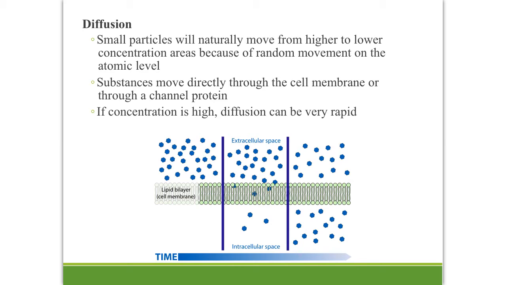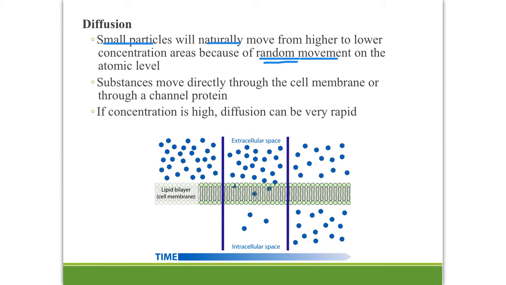In diffusion, this is for small particles that naturally move from higher to lower concentrations because of the random movement of these molecules on the atomic level. Every single atom is vibrating and rotating and bouncing around down on the atomic level, and that's what makes things diffuse. If someone is cooking bacon in your house, you're able to smell it through the whole house because of diffusion. There doesn't need to be a fan to move the air from the kitchen to your bedroom. Those particles will eventually get there because they are bouncing around by random movement. So diffusion happens because of random movement, and then it happens from high to low concentration.